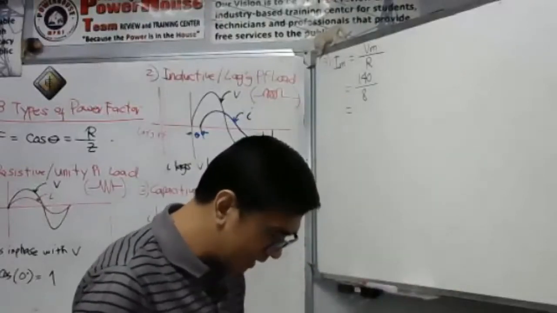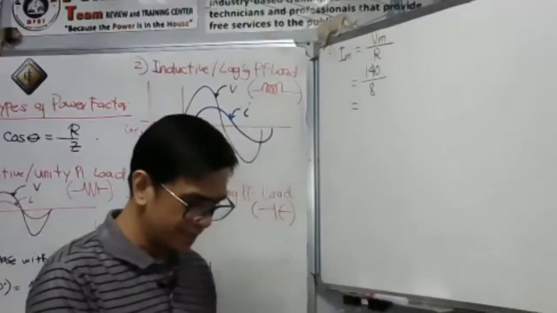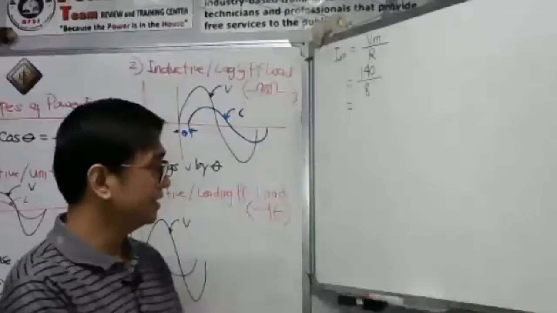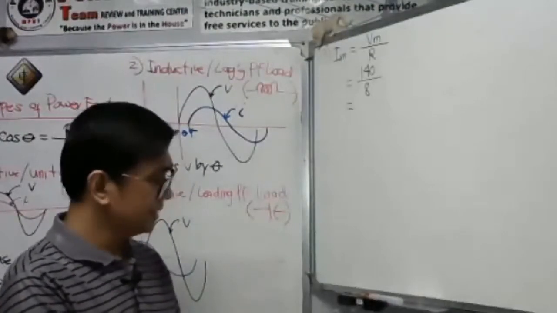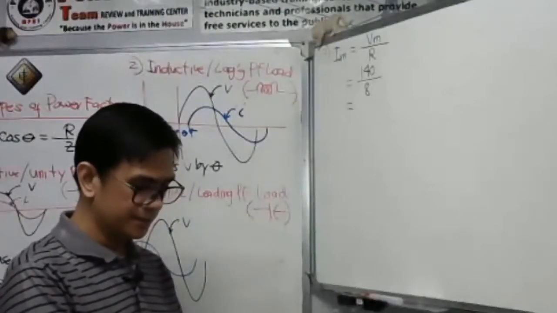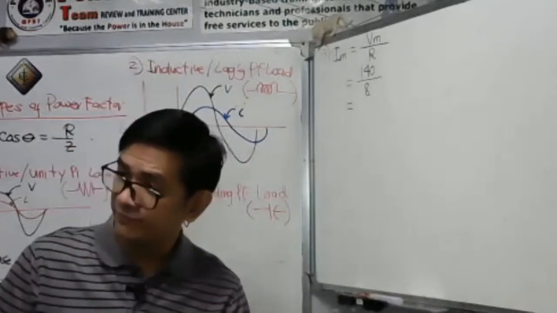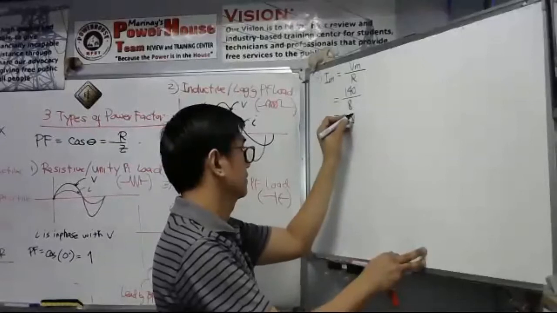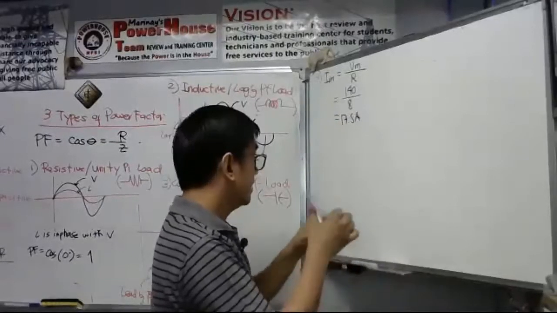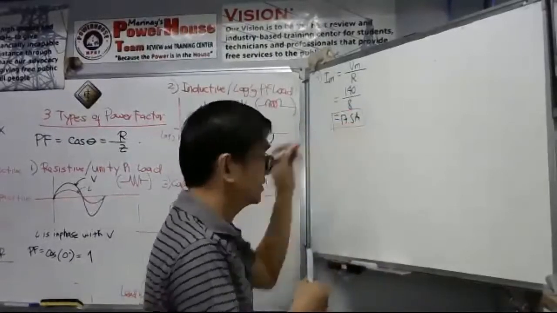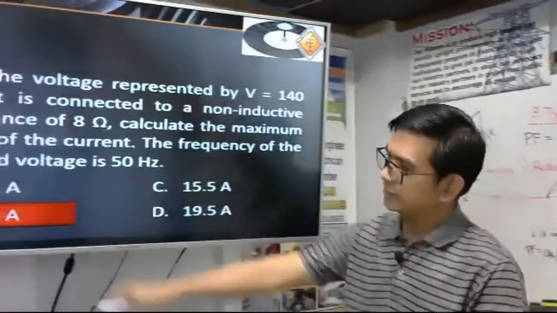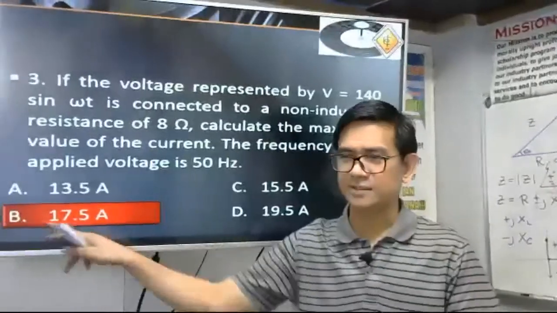So what is the answer? You just have to divide. There are some board exam problems like that. Just divide 140 by 8. So the answer would be 17.5 amperes. Anong letter sagot natin? Letter B. That's the answer.